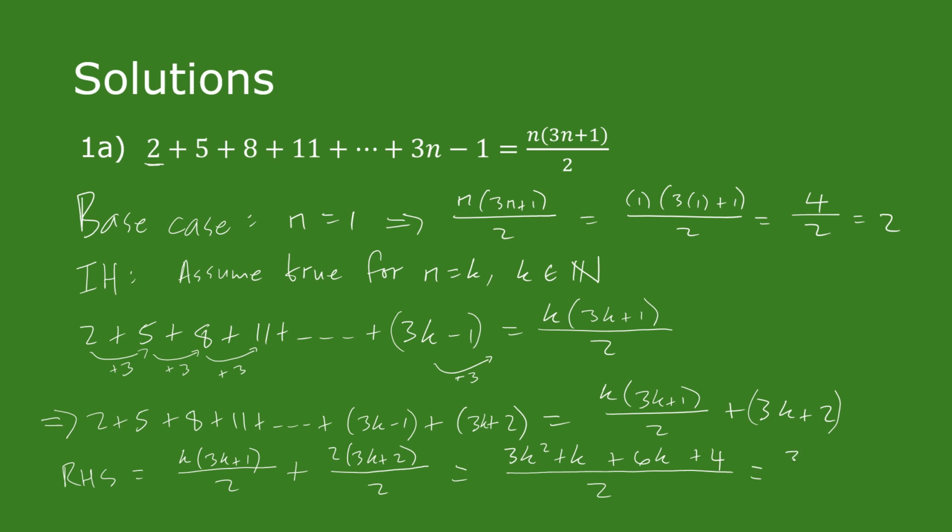Simplify a bit, we get 3k squared plus 7k plus 4 all over 2. So continuing over here, we have 3k squared plus 7k plus 4 over 2. Now if we factorize this a bit, you'll see we can write this as 3k in brackets and then times k in brackets here. We'll have to just see how to factorize this.